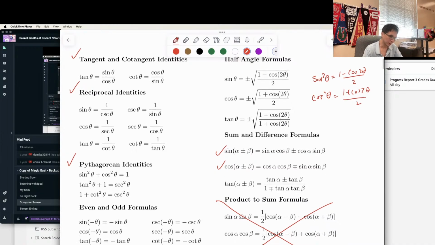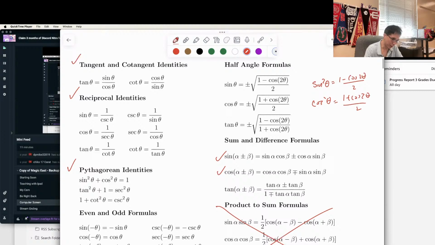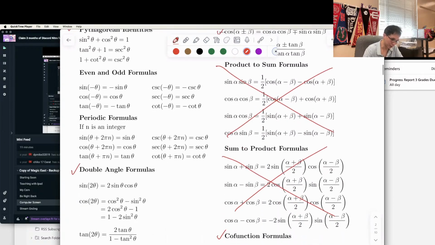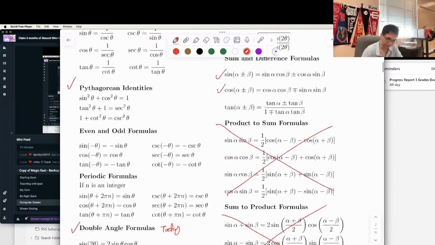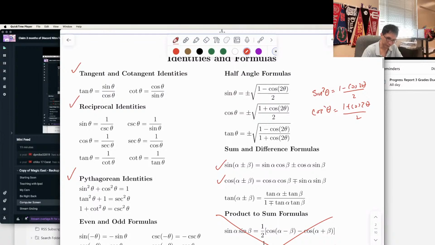So you already have this memorized. You already know the Pythagorean identity. Today we only talk about this stuff. And you already know the sum and difference. That's all the formulas I need you to know. I don't need you to know half angle, but I need you to know power reducing and how to derive it.